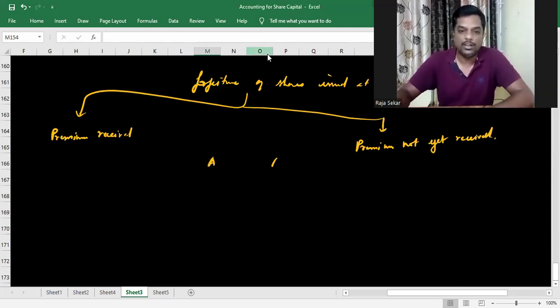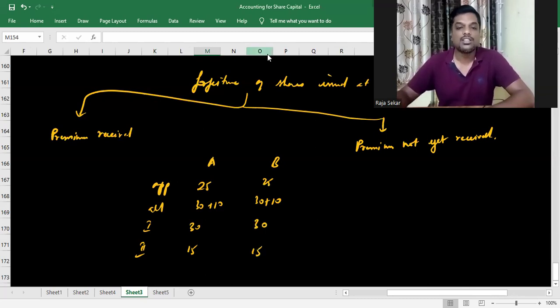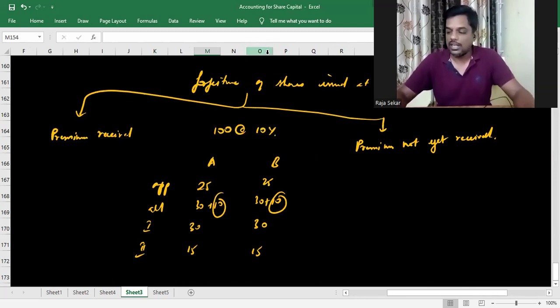Assume in a company 2 shareholders A and B are there, and along with application, allotment, first call and second call, rupees 25, 30 plus 10, 30, 15 is collectible. This 10 being the premium amount. The shares of rupees 100 have been issued at a premium of 10%. So the issue price is 110. It is collectible as given here in the question. Assume A did not pay the allotment money.